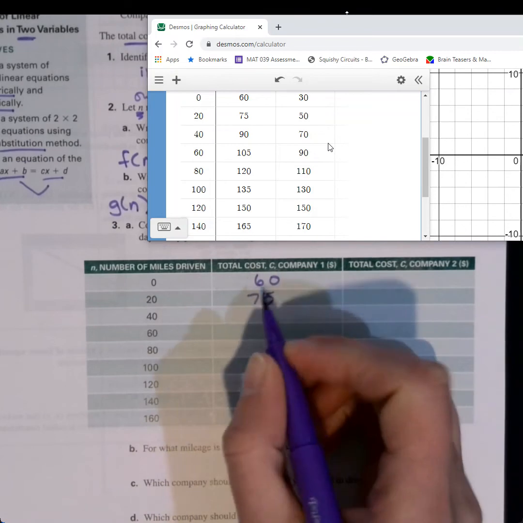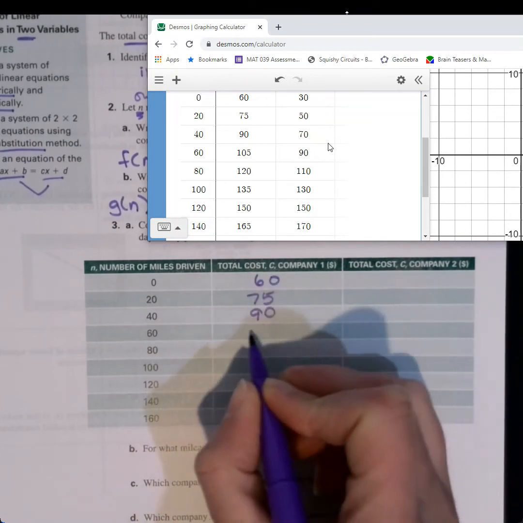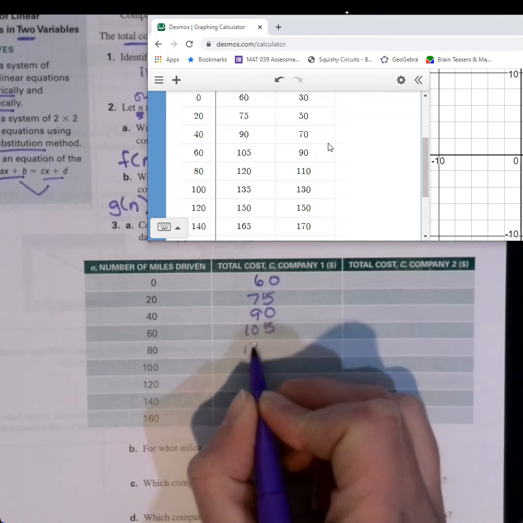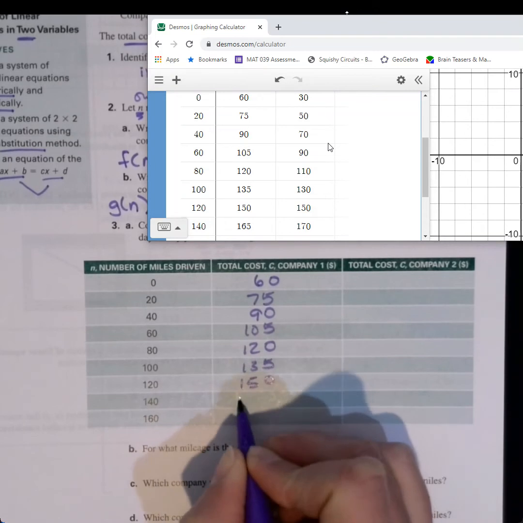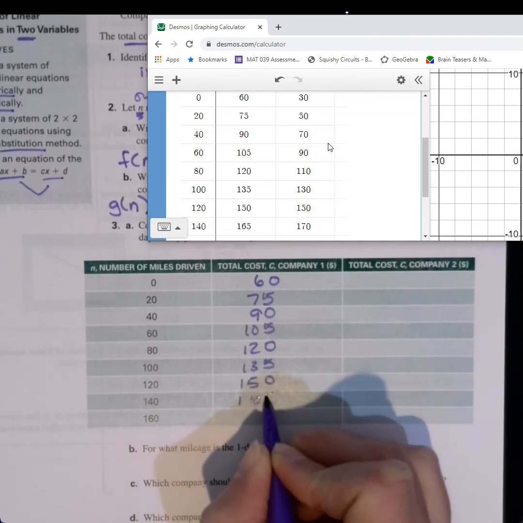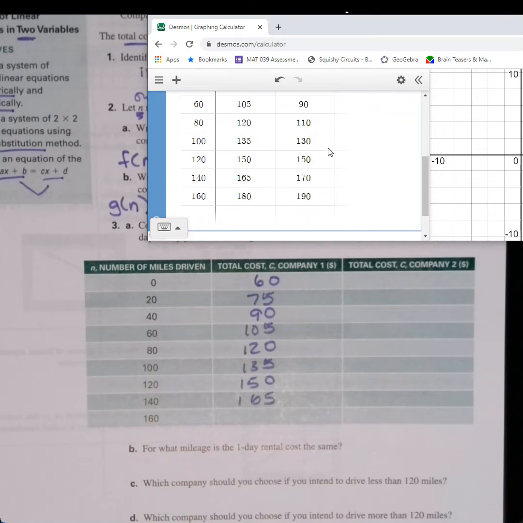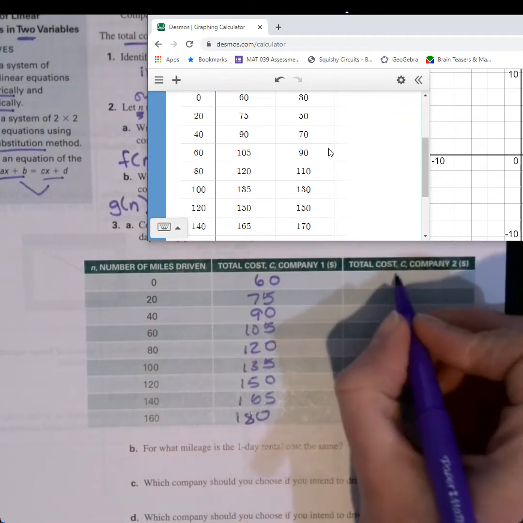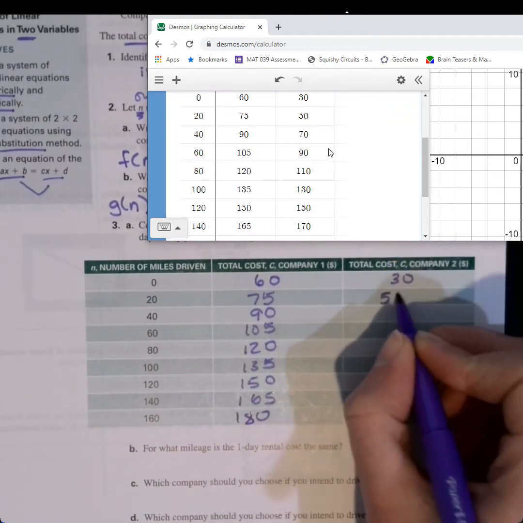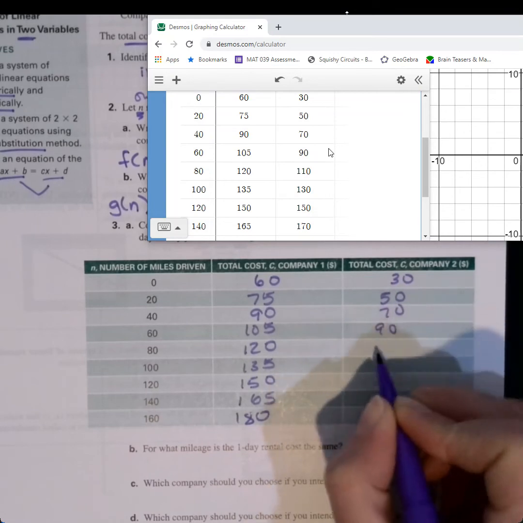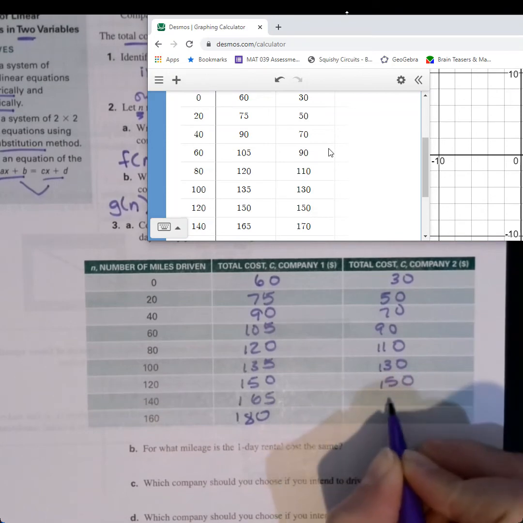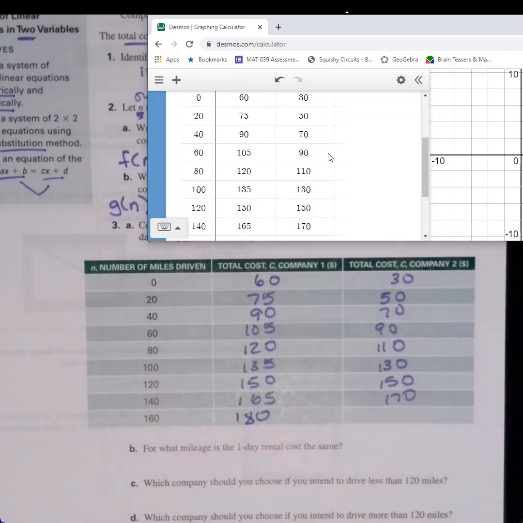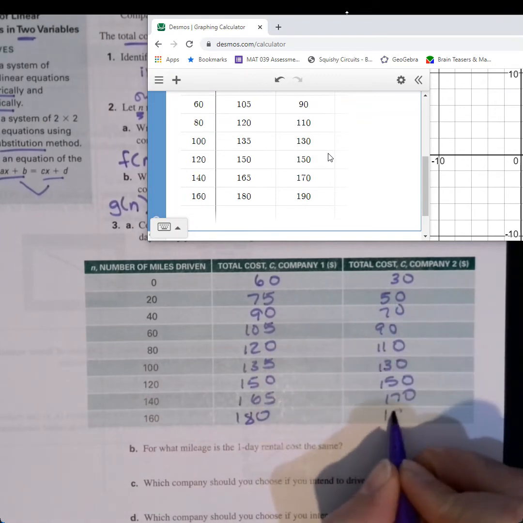$75, then 90, 105, 120, etc. I don't need to read these. I know you can see them on the screen there as well. I need to scroll down just a teeny bit to get the 160. So that's 180. And for the other company, okay, so almost done. Got to scroll down, and our 160, we are at 190.